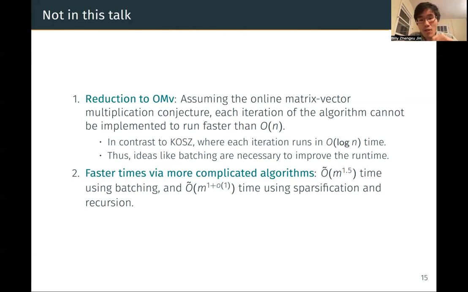And I also didn't go into too many details about the batching, and also the more complicated algorithm using sparsification and recursion, which allows you to get the algorithm runtime down to O(m + m^(1+o(1))).